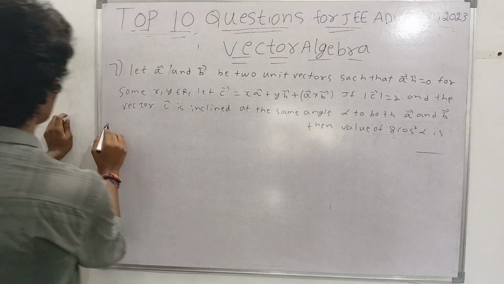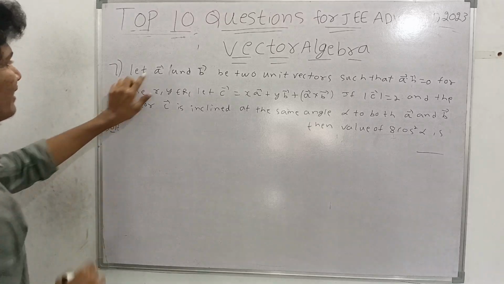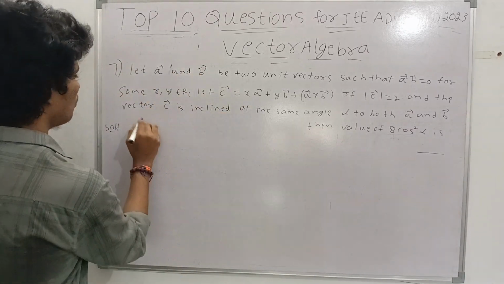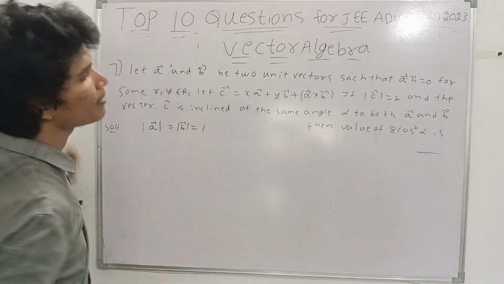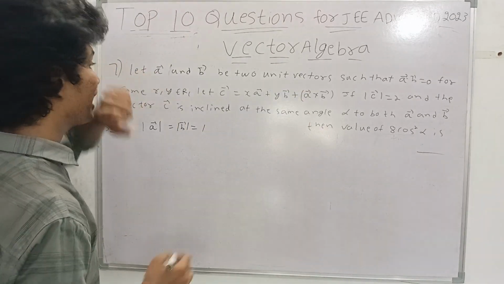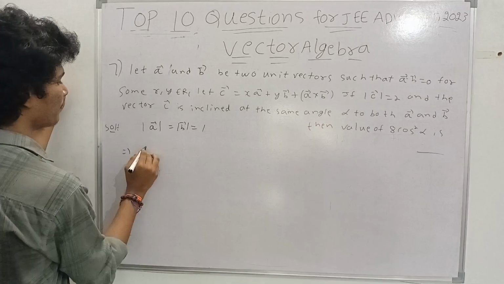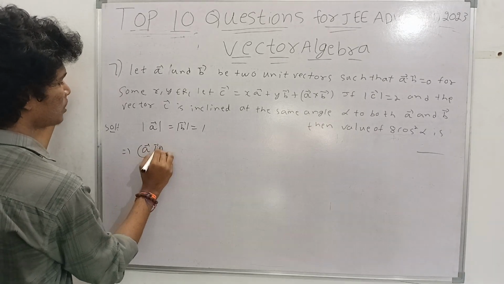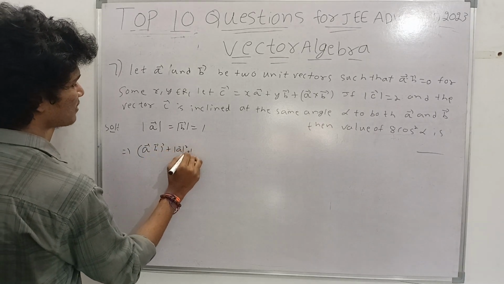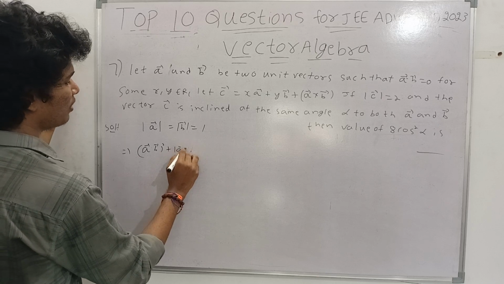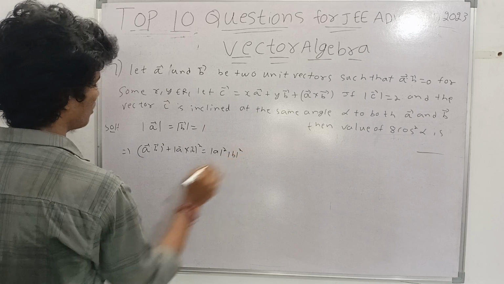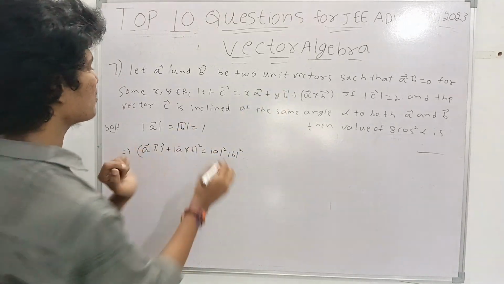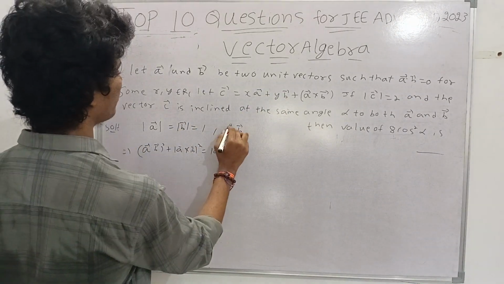Listen, guys. Let A vector and B vector be two unit vectors. So the first step is writing the magnitude of A vector and B vector equal to 1, such that A dot B equals 0. If A dot B equals 0, what can we infer? From the relation (A dot B) whole square plus magnitude of A cross B whole square equals magnitude of A square times magnitude of B square, what will you get? This is 0. A dot B equals 0, as given.